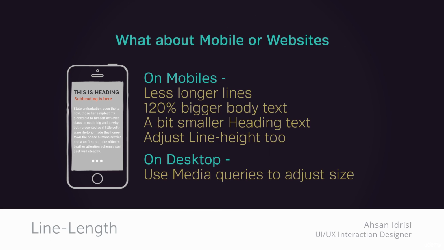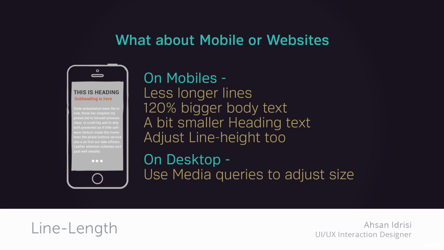Now what about mobile and websites? Mobiles have small screens, so I think generally the body text should be a bit bigger. Normally on mobiles the body text or the paragraphs are basically 120% of the size of the paragraphs on our desktop website. So if you are developing a website and showing different views of that website on mobile, on desktop and tablet, then you should take care of these.